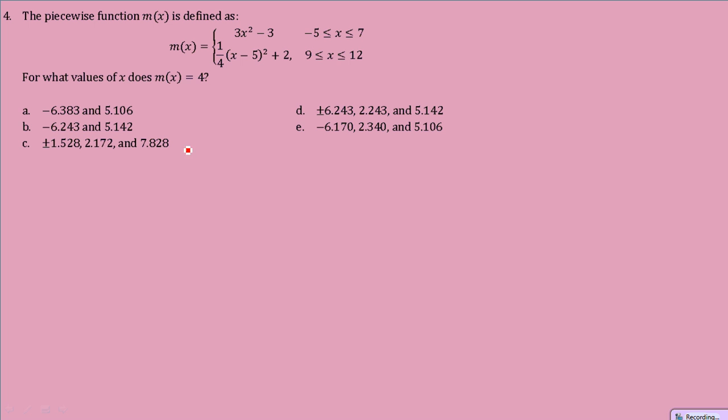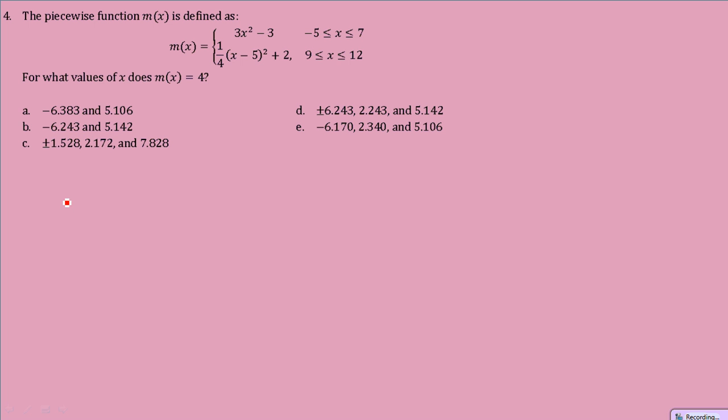Okay, number 4. This is our function. For what values of x does m of x equal 4? Now remember, this is a calculator section of the test. I don't know if you saw that on the initial part or the first page of this. But this is so far the first question that we've actually needed a calculator for.